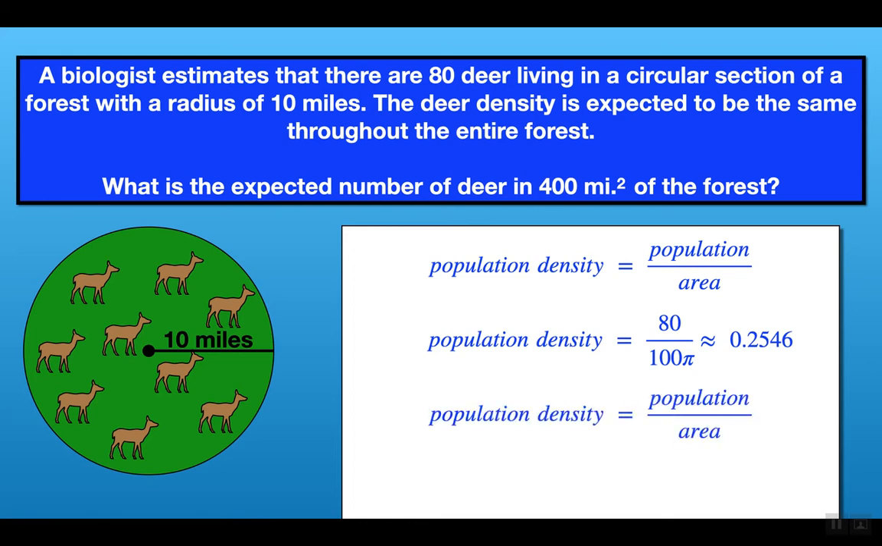So let's use the same formula. Population density equals population divided by area. Let's go to the area first. The area in the bigger section of the forest that they want us to calculate how many deer will be there is 400 square miles. So let's put 400 where the area goes. And since the population density is expected to stay the same, let's get the population density that we have and substitute that value, 0.2546, for population density.